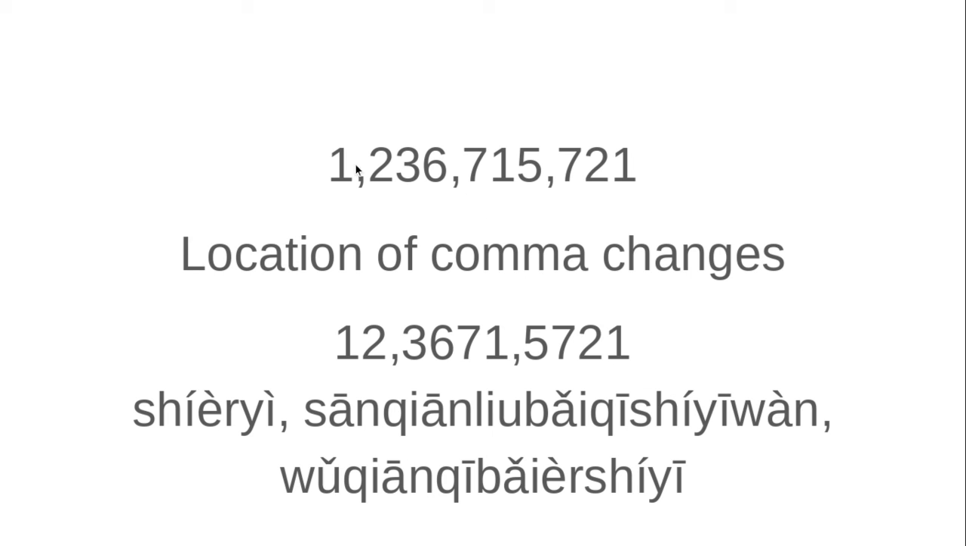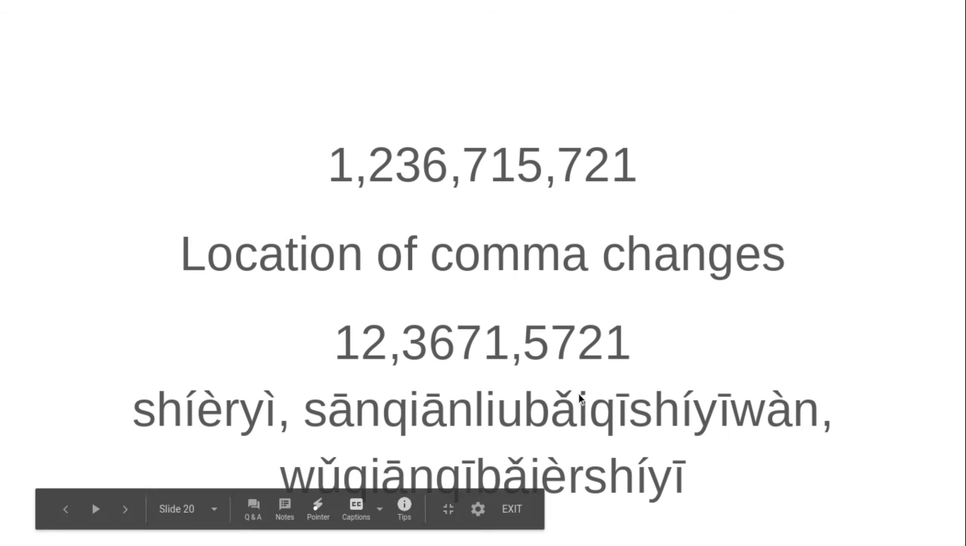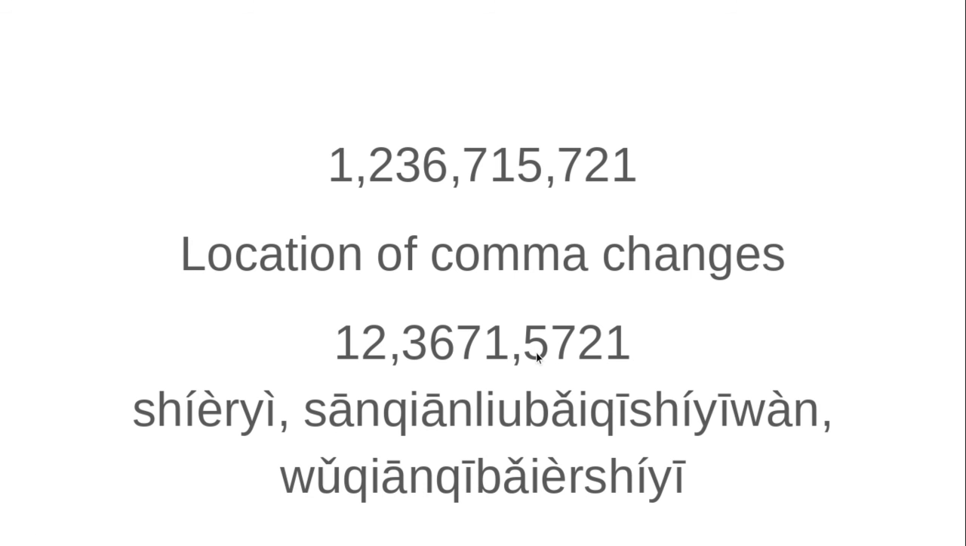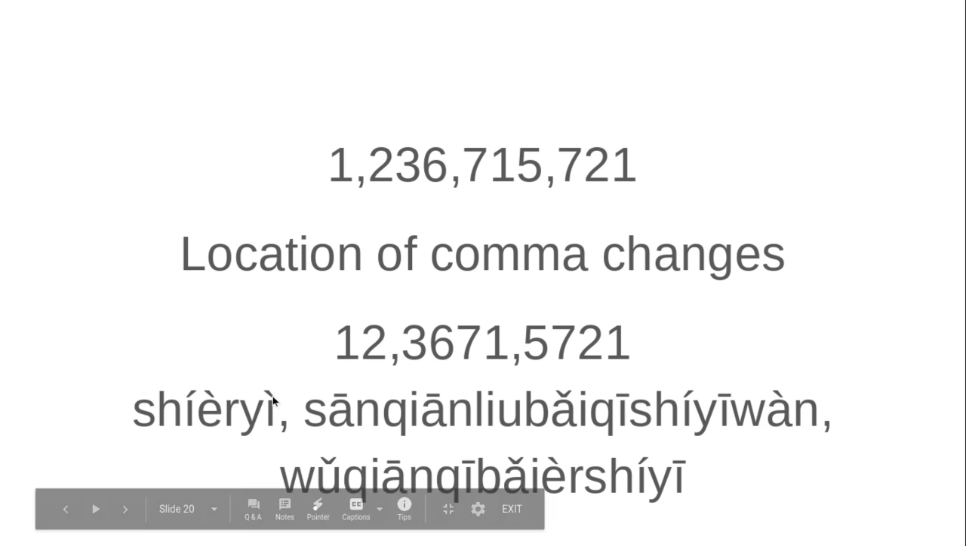And we just, as you heard me say, 1,236,715,721. Chinese people will do exactly the same thing when we listen to them speaking these numbers sometimes. And then finally, we have wu qian qi bai er shi yi. So that's five thousands, seven hundreds, er shi yi is 21. So you can play around with this and you can make your own numbers.